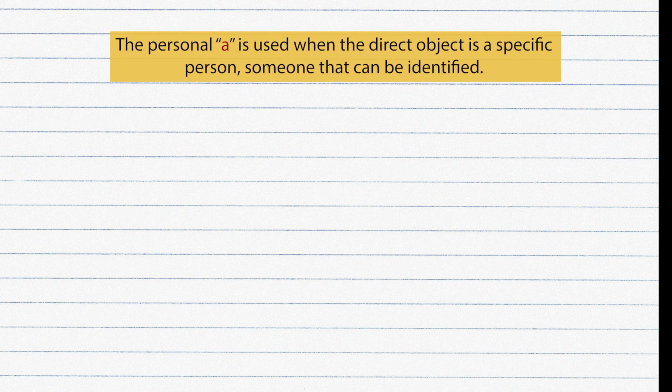Another important note is the personal a is used when the direct object is a specific person or someone that can be identified. The personal a is not used when the direct object doesn't refer to anyone specific.